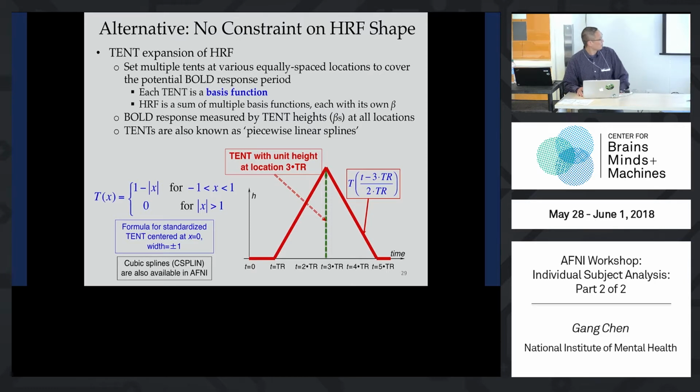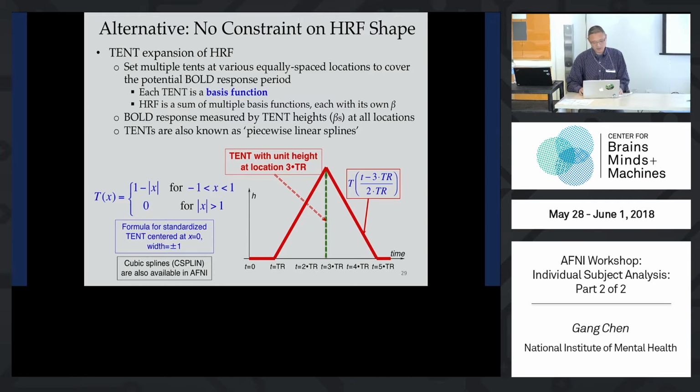The way we do it is using so-called tent basis functions. So multiple basis functions, where each basis function is a tent shape, like the camping shape. Mathematically, it's defined as this expression. The way we do it is basically at each time point.